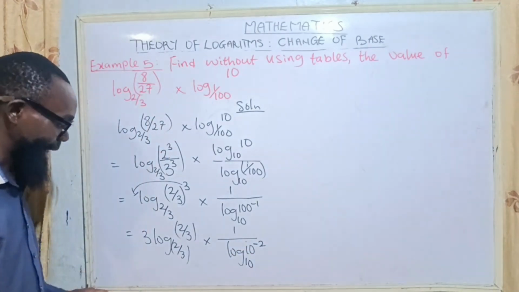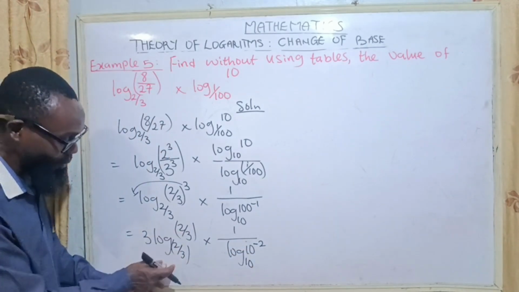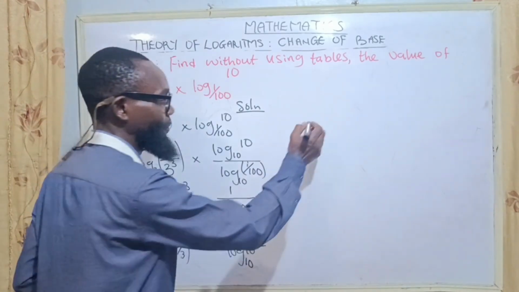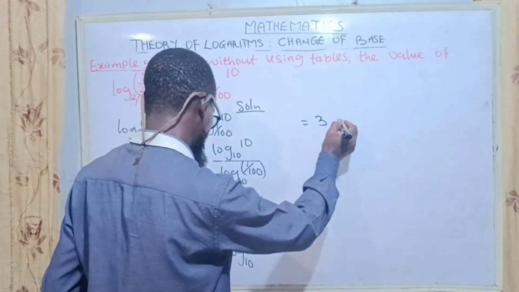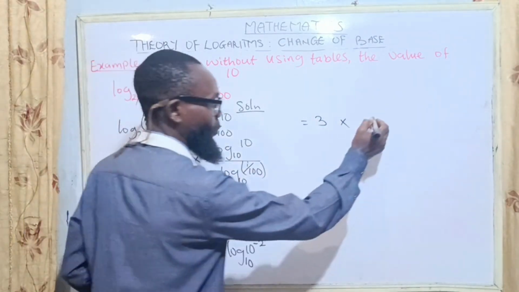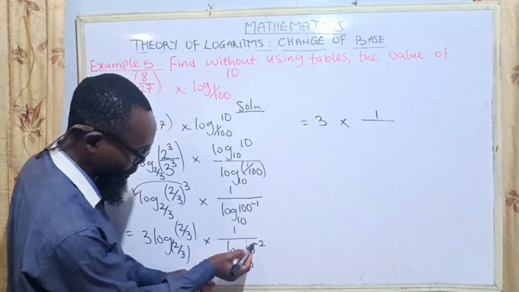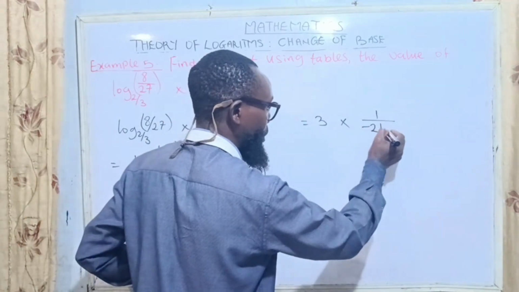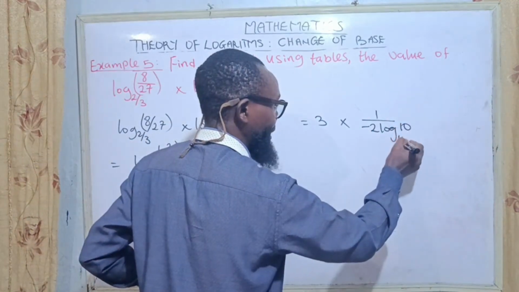Are we together? Now, log of the same number will give us 1. So this one becomes 1. 1 times 3, I have 3. So I have 3 multiplied by 1 over, so this minus 2, we have to move forward. I have minus 2 log 10 base 10.